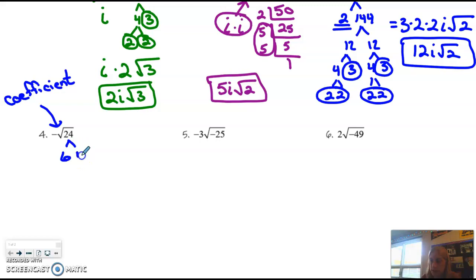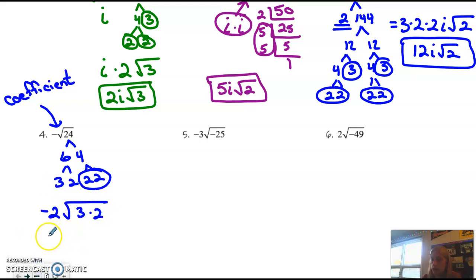I'm going to call it 6 times 4. 6 is 3 times 2. 4 is 2 times 2. There's my pair of 2's. I already had a negative in the front, so I'm going to leave the negative in the front. 3 and 2 don't have any friends, so they are stuck inside. So I can write the final answer as negative 2 root 6.